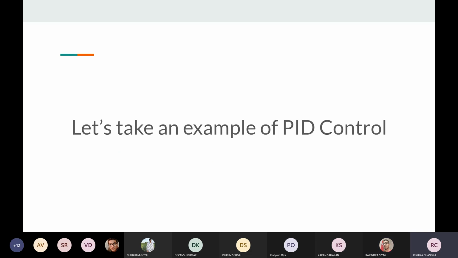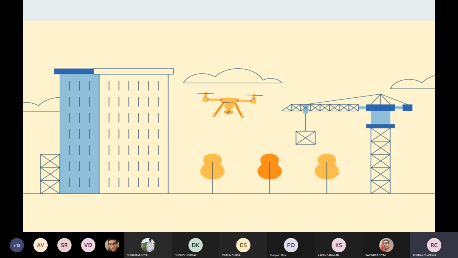Let's take an example of PID control. Suppose you have a drone. How will you ensure that the drone is flying at a particular height, not above it or below it? To ensure it, we'll implement PID in this.